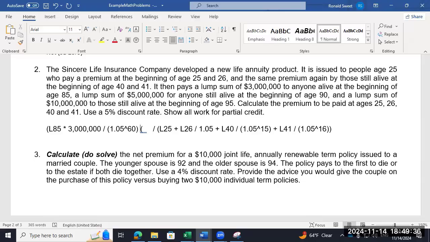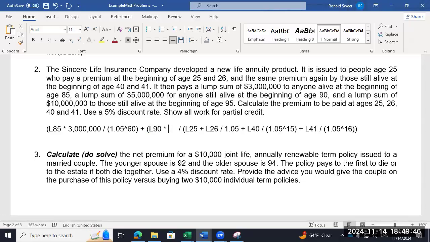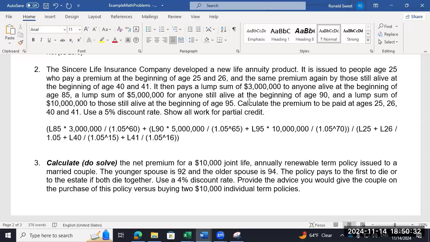Right? Let's see if y'all can get this next one. What's the next one? Well, 90. This one's 5 million. You got one last one to do. Yeah, so that's the formula. I won't make you calculate the number here because it can take some time. I'll show you the answer. You can check your work.